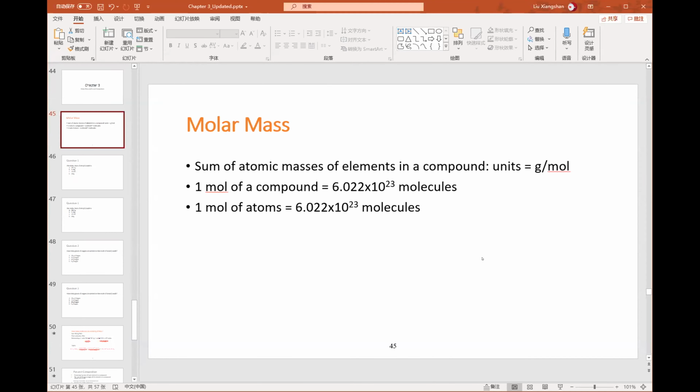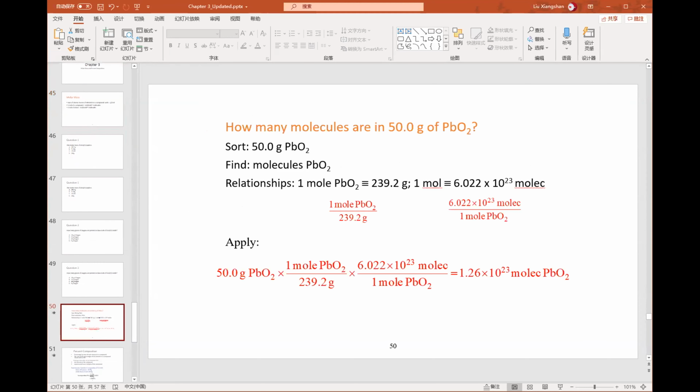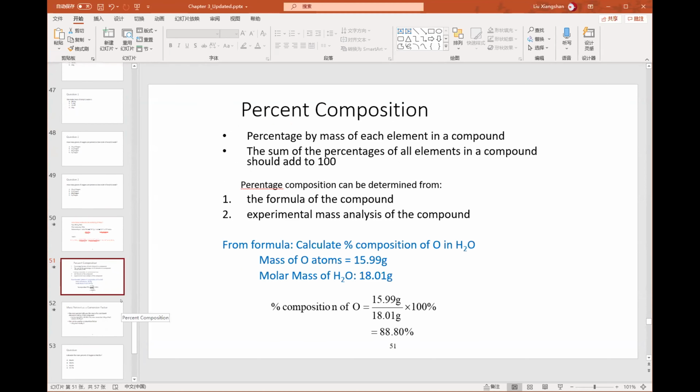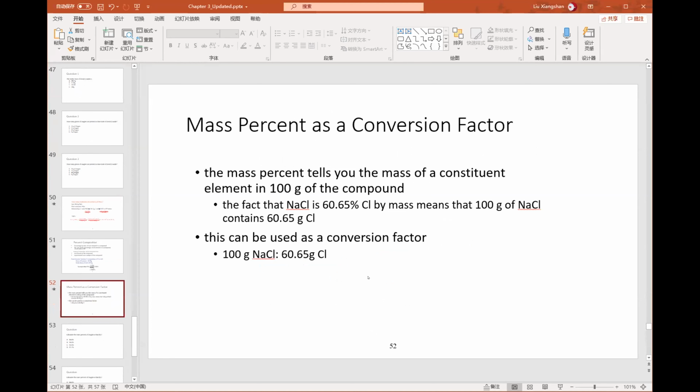So let's go over a little bit. At first, we talked about the molar mass, which is the sum of atomic masses of the elements in your compound. You need to remember the unit is gram per mole, which means 1 mole weighs this many grams of the compound. And then we talked about the percent composition, which is the percentage by mass of each element in your compound. This is very important because it not only lets you know the mass percentage of one element, but it can also be used as a conversion factor.